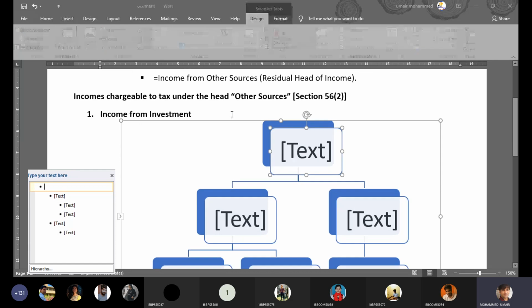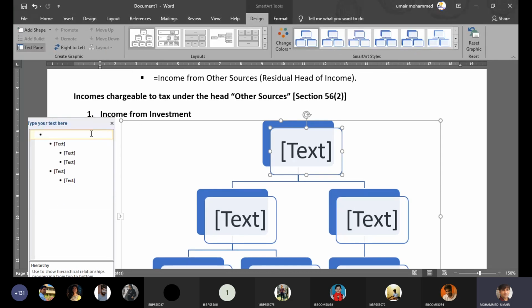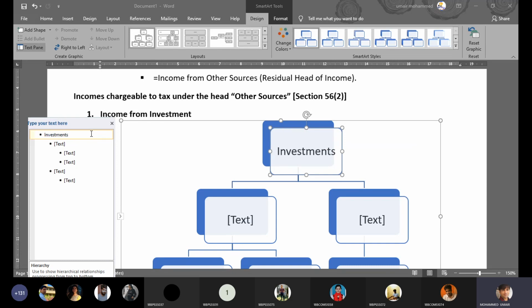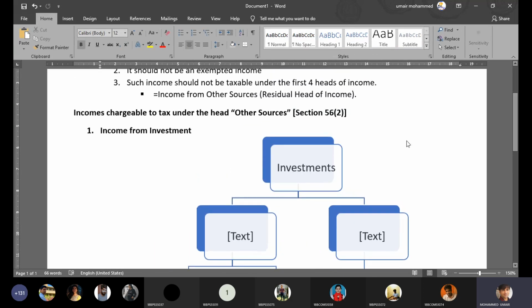And whenever we talk about investments, there are two broader categories of investments. We have first category of investment in which you have an option of capital appreciation, and then you have second category of investment in which there is no option for capital appreciation, but there is an option for regular income.